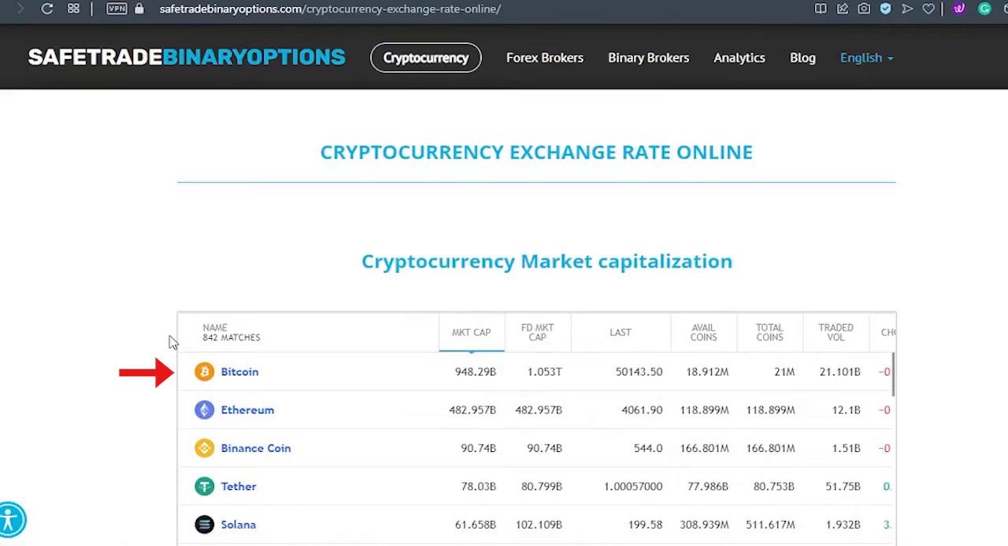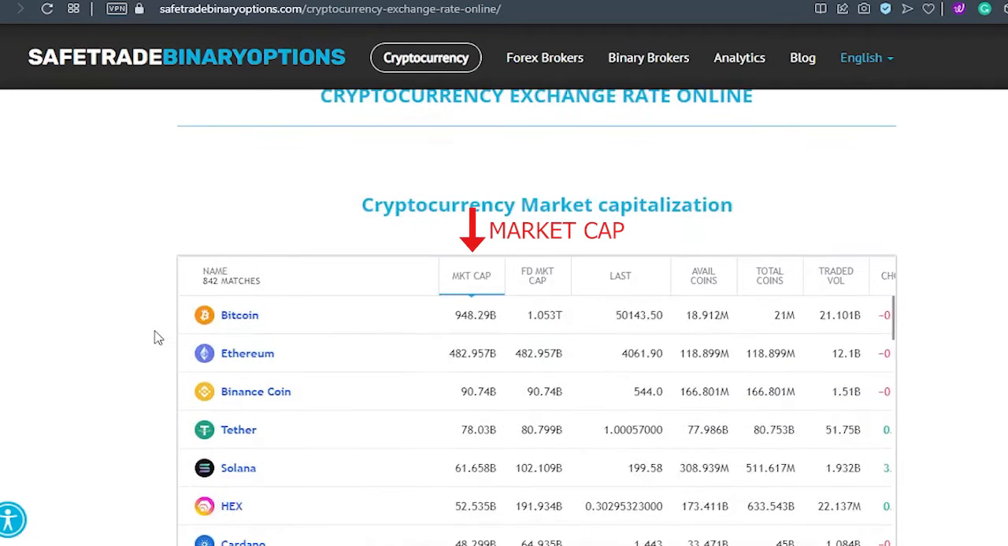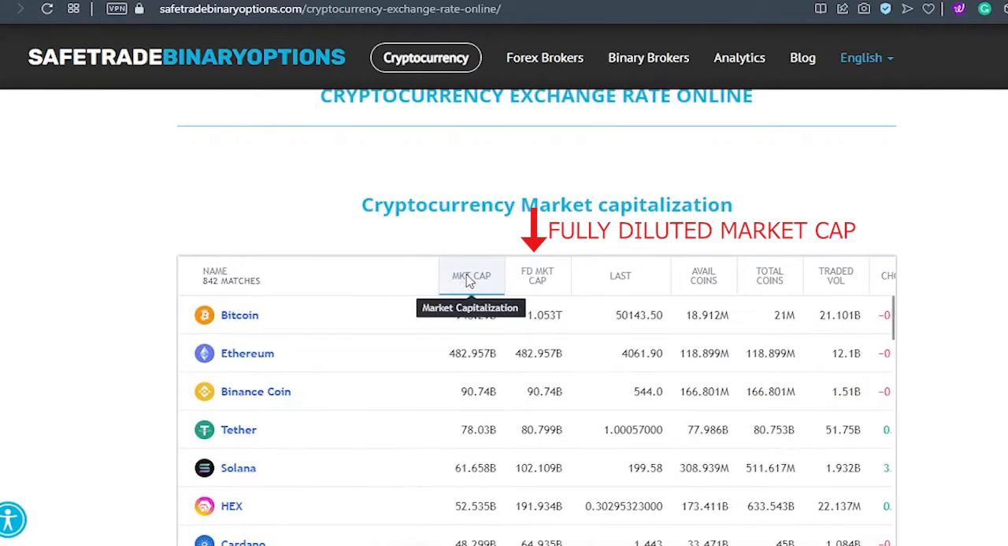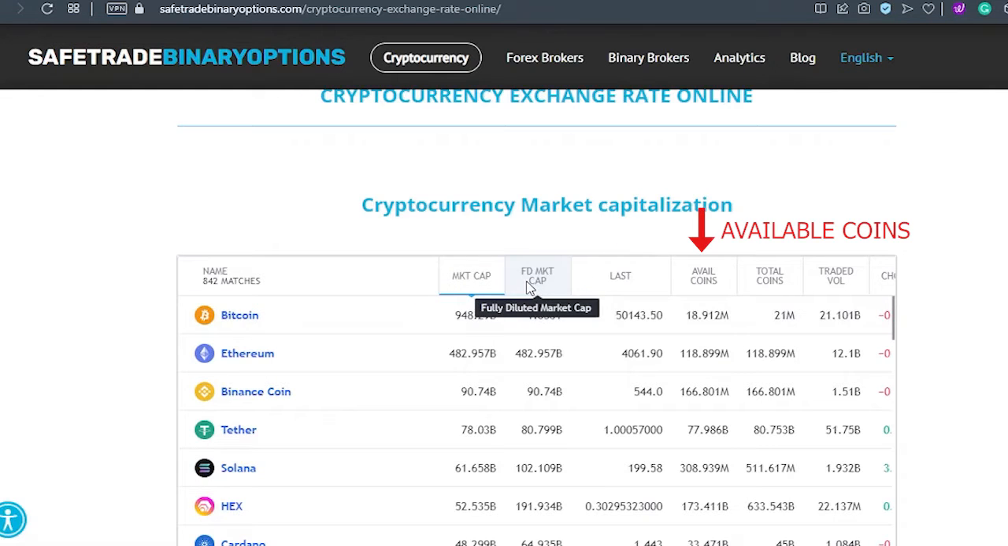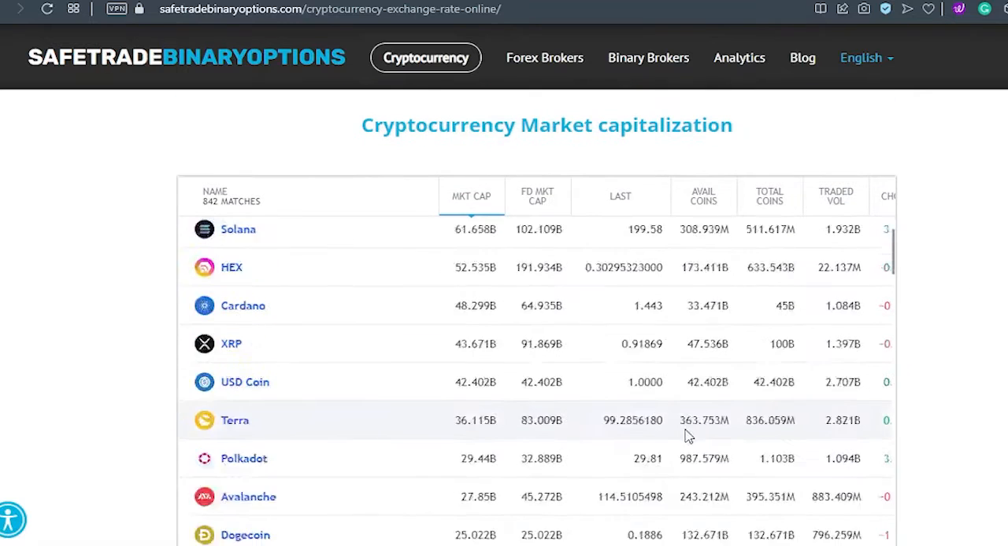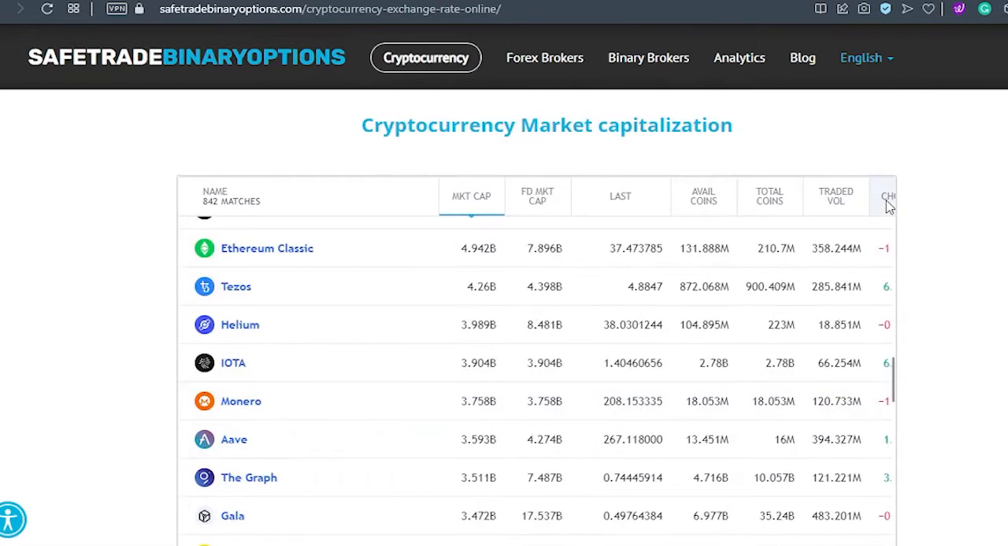And here we have Bitcoin, its market cap, its fully diluted market cap, its last value, its available coins, its total coins, its traded volume, and its rate of change relative to the previous period.